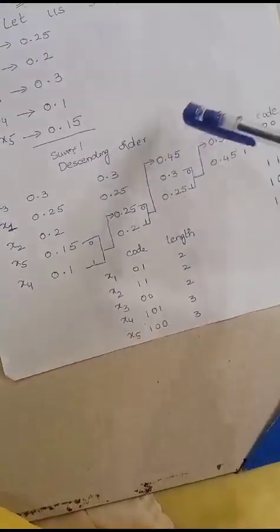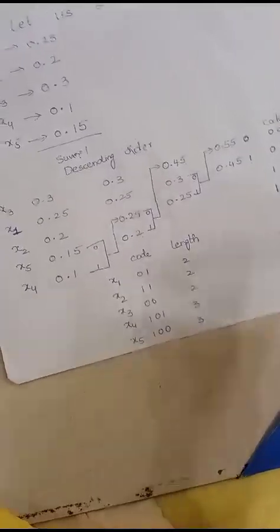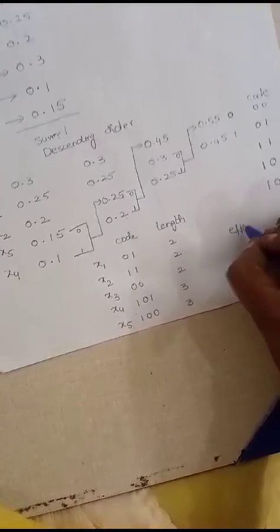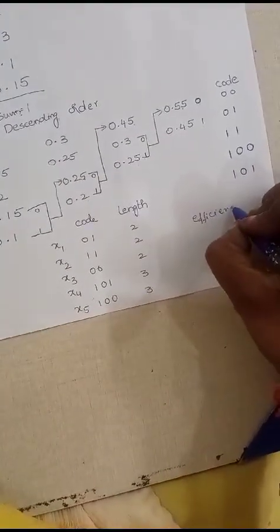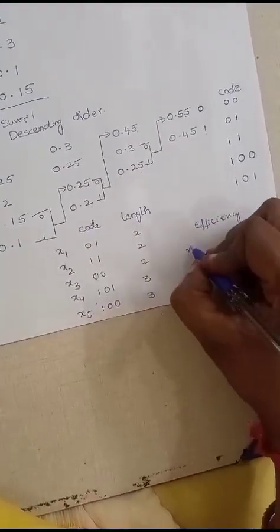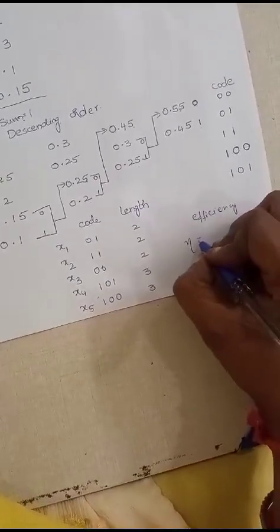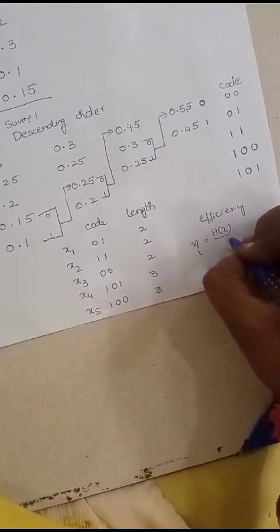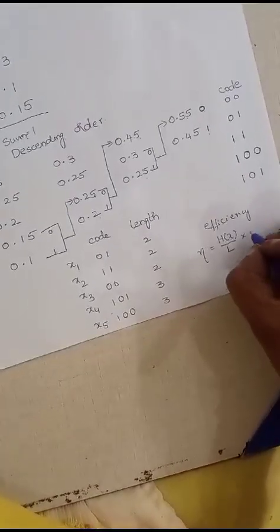But remember one thing, at every stage, the order of the probability should be in descending order to get the code word to be efficient. So we have to define the efficiency of the code word. Efficiency of the code word is represented as eta, which is equal to H of x by average length L into 100, where H of x is the entropy and L is the average length. So let us see how we can find the average length and H of x.